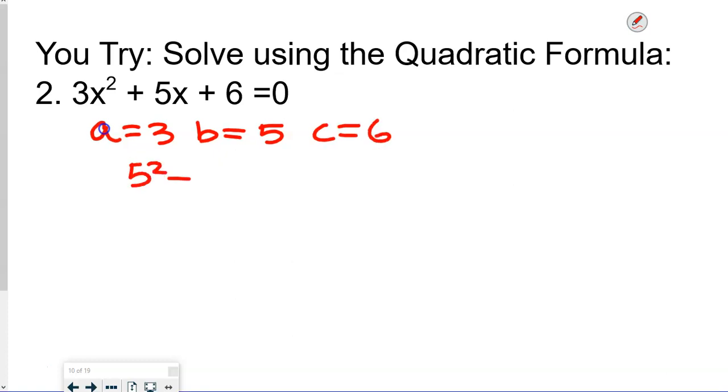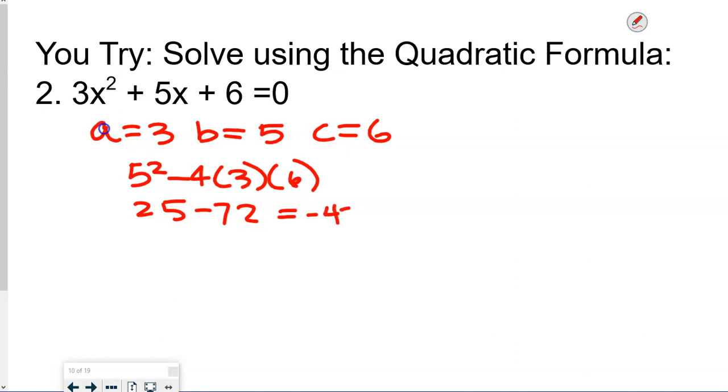B squared minus 4 times A times C, 25 minus 72. So this is equal to a negative 47. So this is going to give me two complex solutions, right?